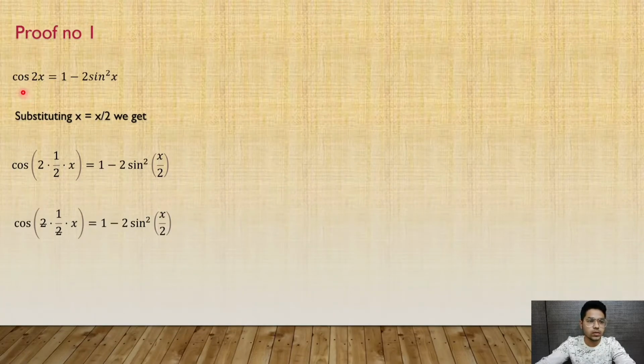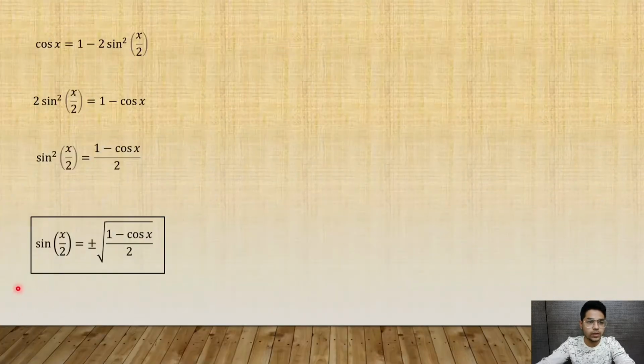proof number 1, cos of 2x is equal to 1 minus 2 sine square x. Substituting x equal to x/2, we get cos of (2 into 1/2 into x), bracket complete, that will be equal to 1 minus 2 sine square x/2. Here this 2 and 2 will get cancelled, so cos x will be equal to 1 minus 2 sine square x/2. So now turning to the next slide, cos x will be equal to 1 minus 2 sine square x/2.